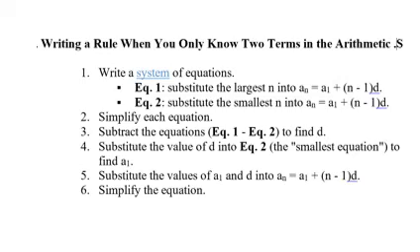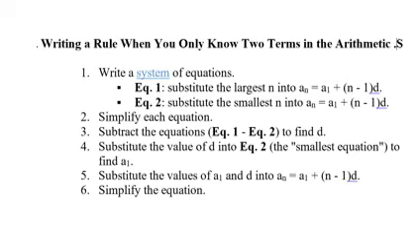And finally, it's when you have to write a rule when you only know two terms in the arithmetic sequence. So first you have to write a system of equations, equation 1 and equation 2. In equation 1, substitute the largest n into An equals A1 plus n minus 1 D. In the second equation, you have to substitute the smallest n into An equals A1 plus n minus 1 D.